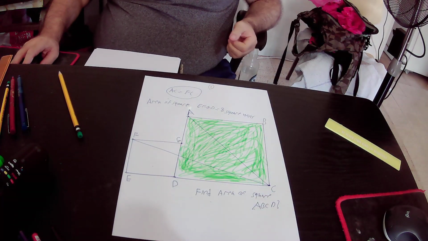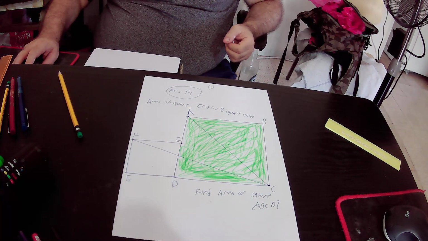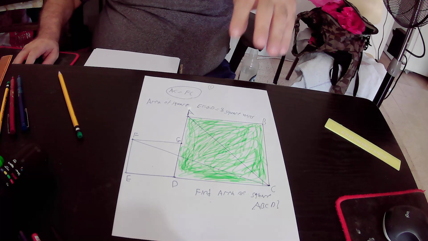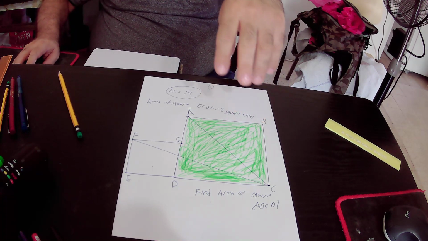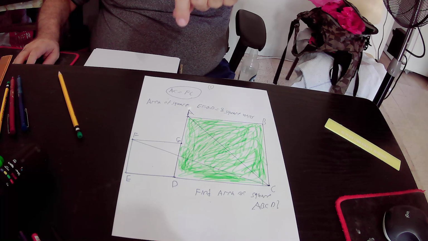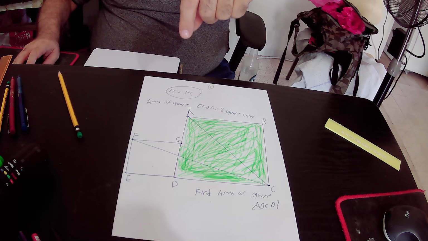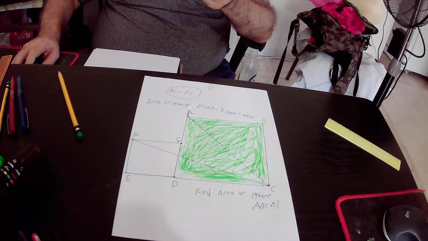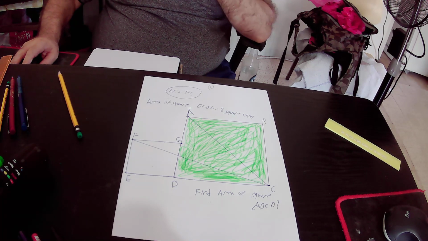Hello, in this lecture we will find the area of the green square. In the drawing we have two squares. The green square ABCD, and we also have the smaller square EFGD, and we know that the area of the small square equals 8 square units.